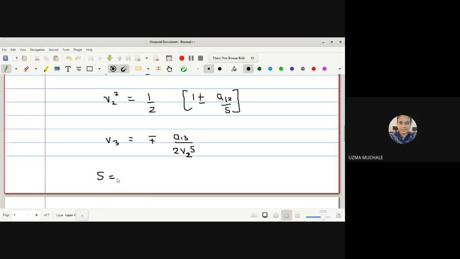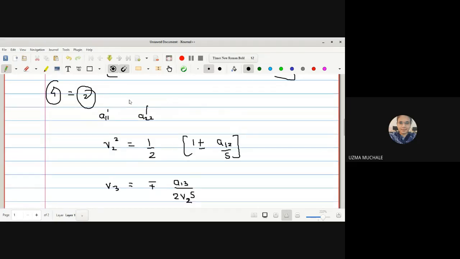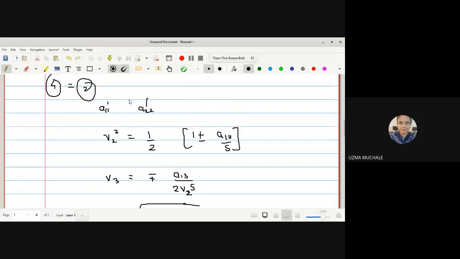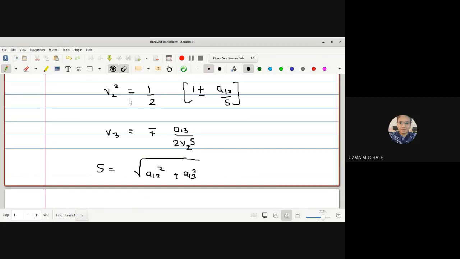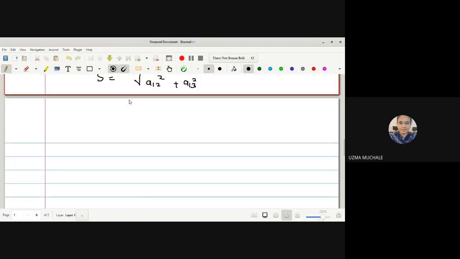Where we have obtained the value of s as the square root of a12 square plus a13 square. So here we have got the values of v2 and v3, and s is under root of a12 square plus a13 square. So whatever we need we have calculated now. So now let us proceed to the example so that you will understand what the Householder method is and what its use is.